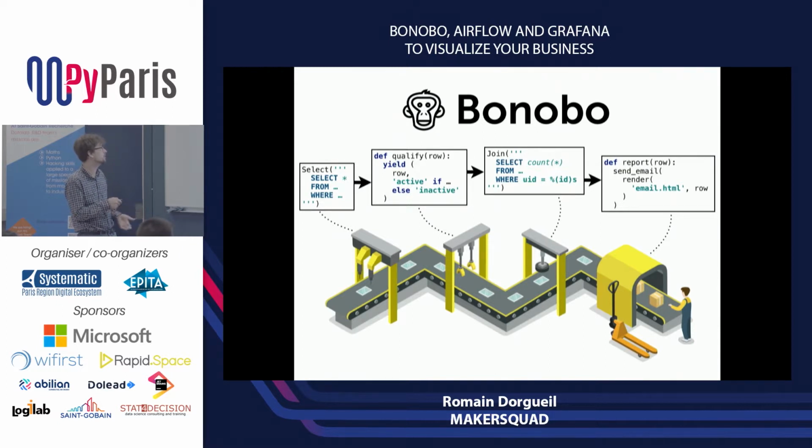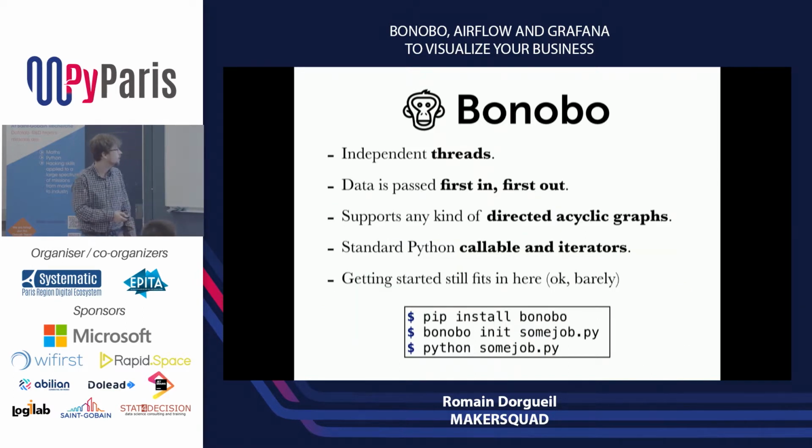And the idea is that if, for example, the select needs to select 1 million rows and starts yielding data as soon as it has got 100, it will continue its work, and qualify will start running in parallel on each row, one at a time. So it's really streaming data through Python callables and iterators. Data is passed first in, first out. It's row-based.